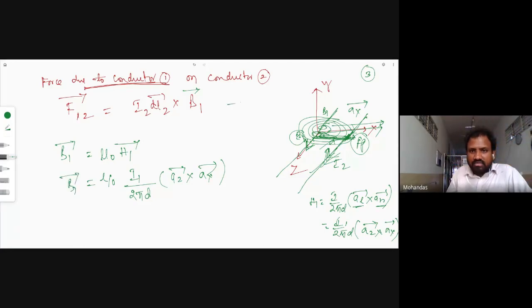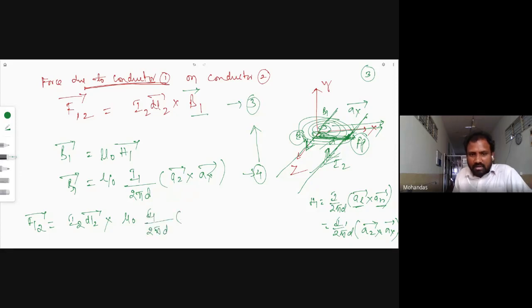Let us take this as equation number 3 and this as equation number 4. Substitute equation 4 in equation 3. So F12 equals I2 dl2 cross B1. In place of B1, I am substituting mu I1 by 2 pi d, AZ cross AX. Now, what is the dl2 here?